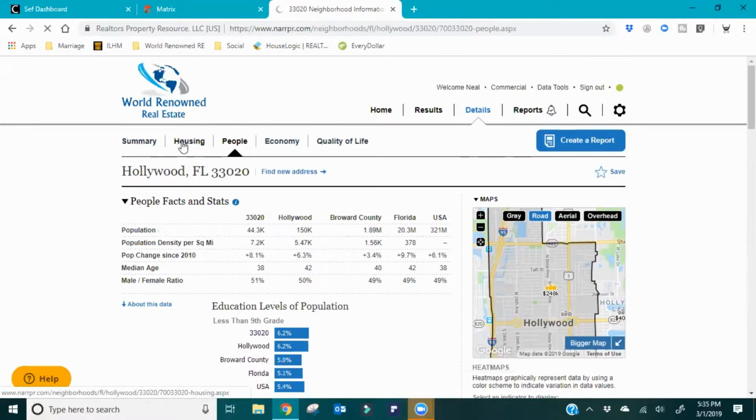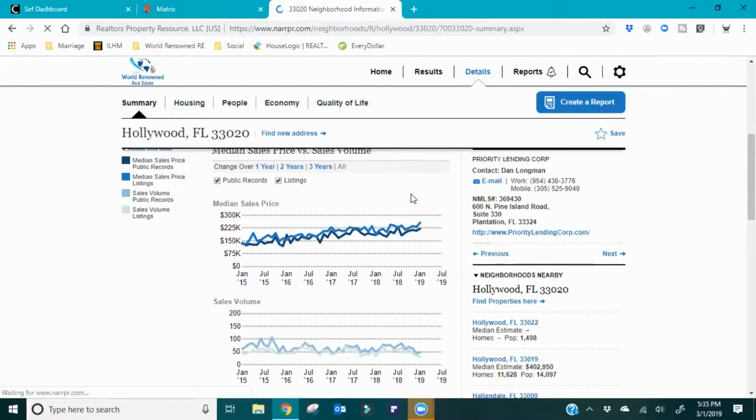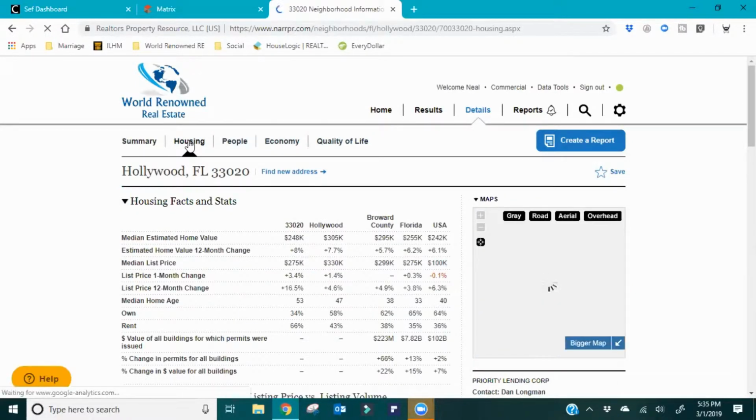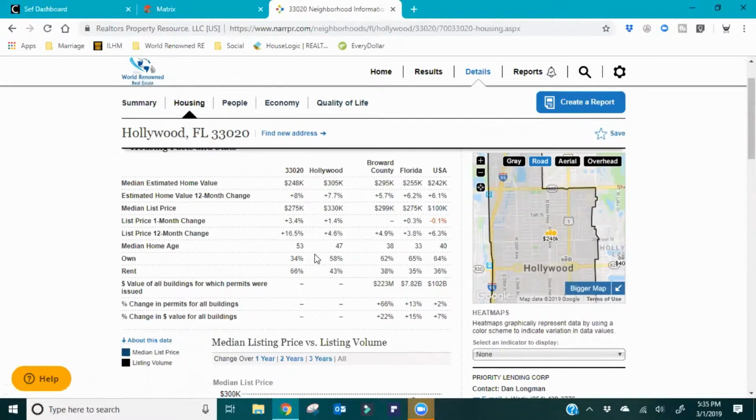Now we can come into, I'm sorry, I did click on summary. I meant to click on housing. So let's look at the housing needs. Now, I am a nerd when it comes to these stats, but this is how I'm able to utilize my marketing dollars better and to compete with larger brokerages.